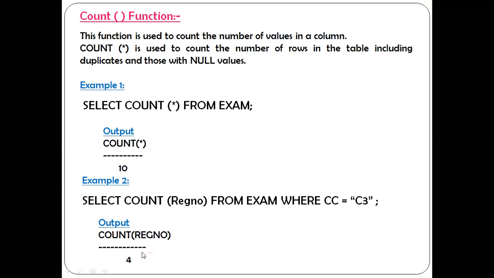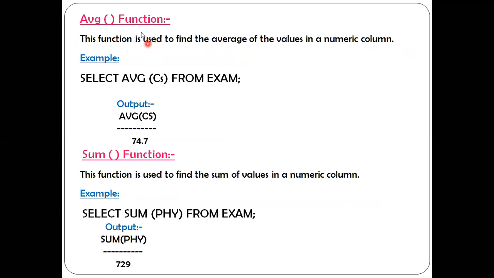Four students belong to which college? The C3 college, like KK 100 and KK 121. These are the different codes. Similarly, C1 is a college code, another college. C2 is another, C3 is another. So the students from the C3 college are 4 students. Using which function have we calculated this? The count function. Moving to the next one, the average function.